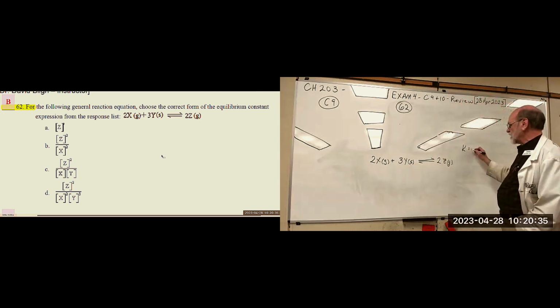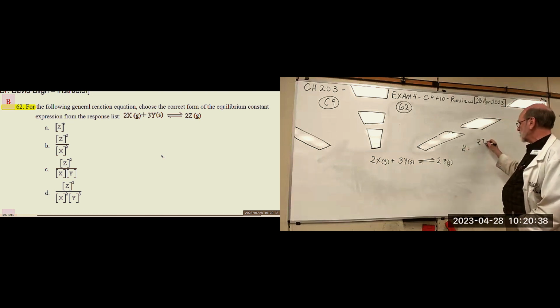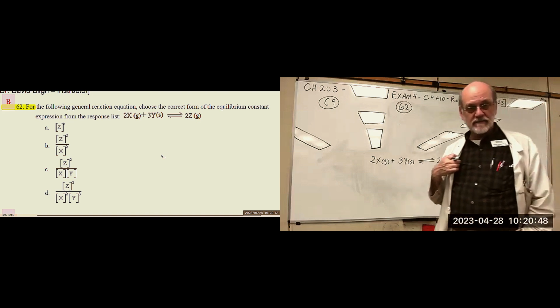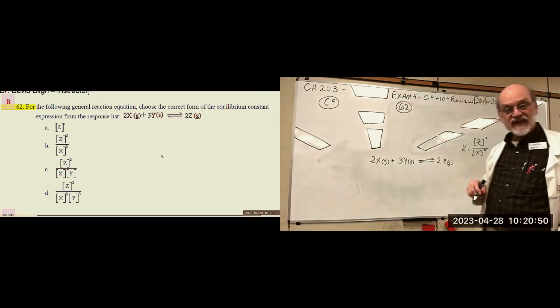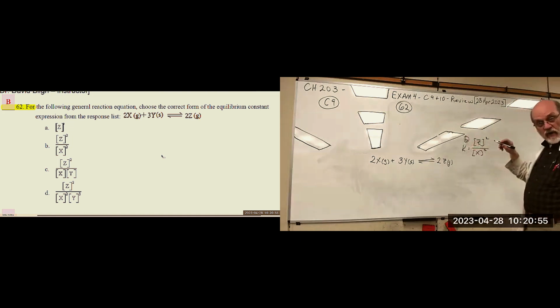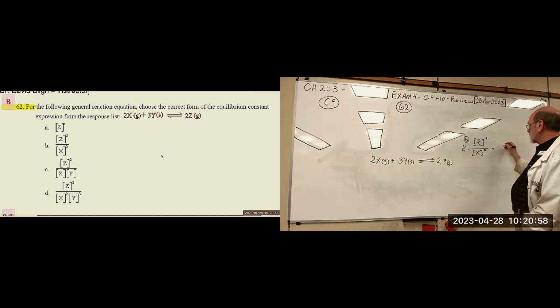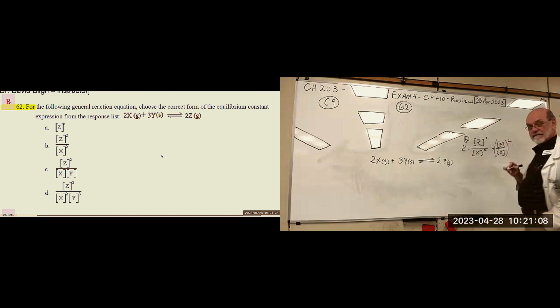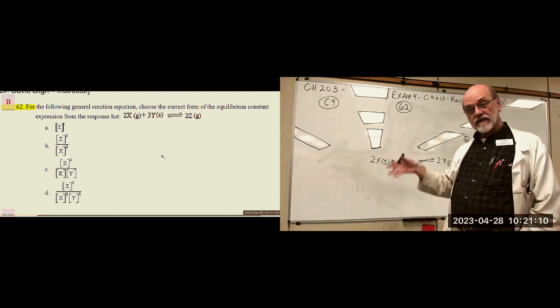So the K value here is going to be Z squared and X squared. Now, any like that? Z squared over X squared? Yeah, that's B. B is the answer. By the way, we could also write this one another way. Mathematically speaking, those are identical.